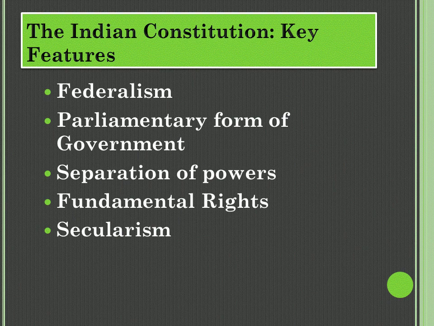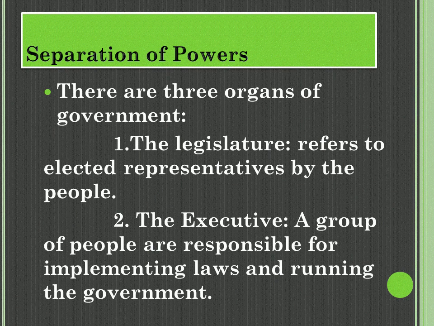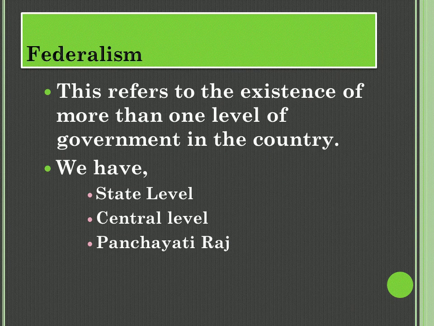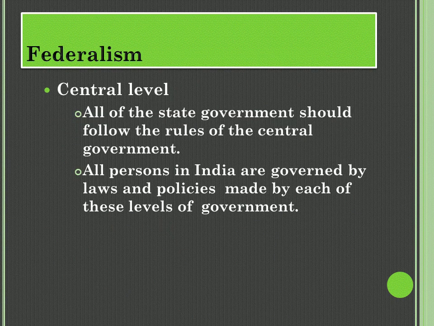Federalism. What is meant by federalism? This refers to the existence of more than one level of government in the country, that you may have studied in class 6. That is, state level, central level, and Panchayati Raj. In the central level, all of the state governments should follow the rules of the central government. And also, all persons in India are governed by the laws and policies made by each of these levels of government.